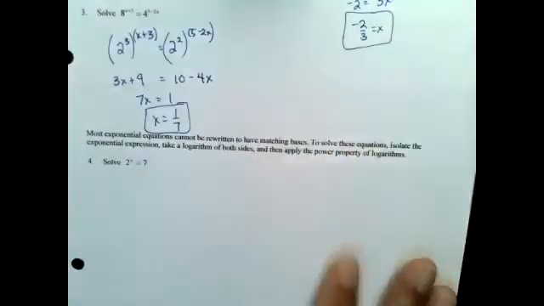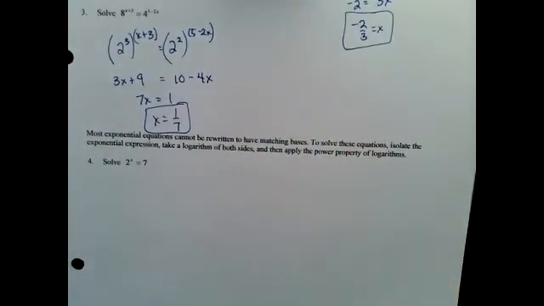Okay, any questions on those first three? If not, we're going to get ready and move on. All of a sudden, I get number 4, and it says 2 to the x equals 7, and I said 7 is a base. 7 is a prime number. I can't break it down any farther. So now I have a problem.